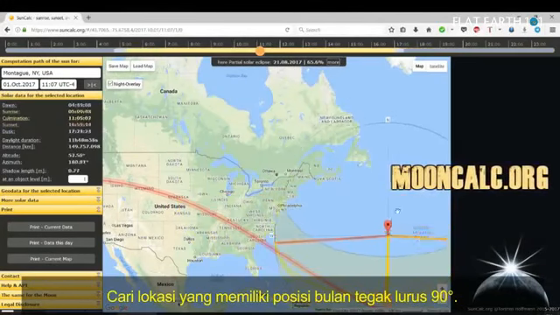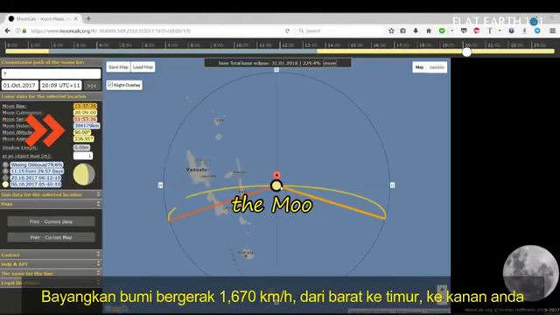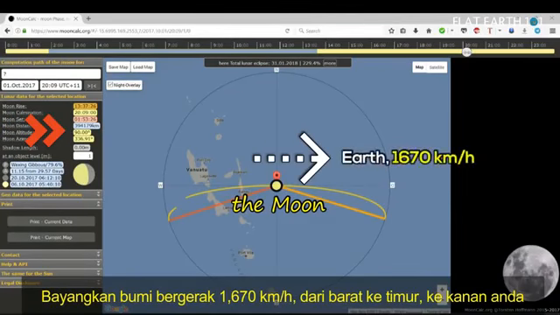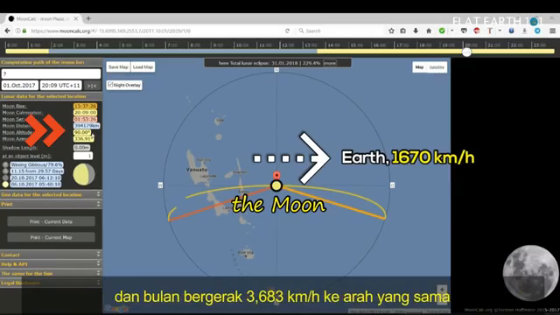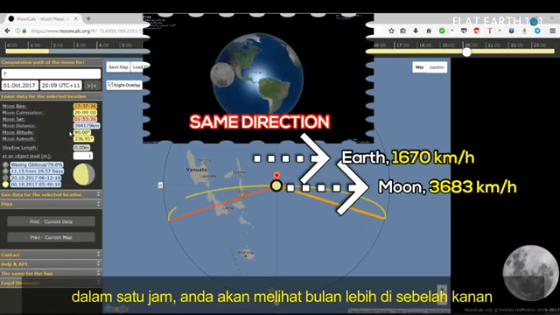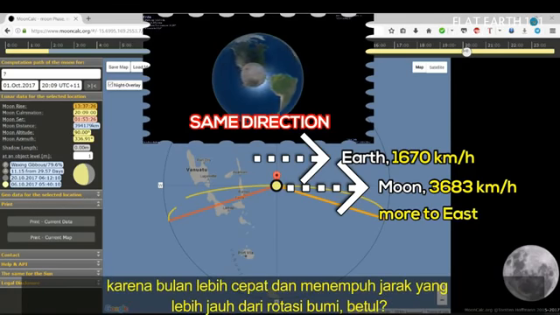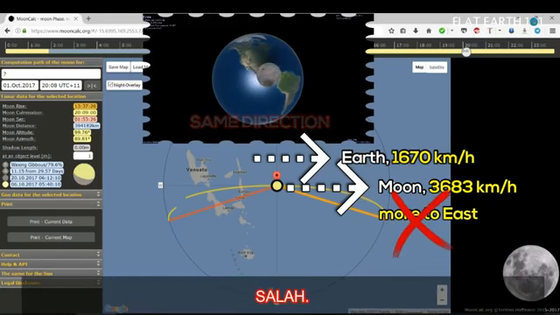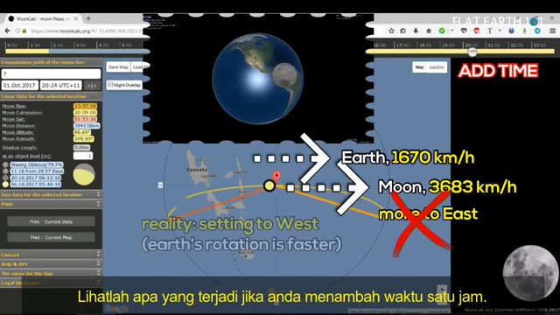Find a place that has a 90-degree elevation of the moon. Imagine the Earth is moving 1,670 km per hour, west to east to your right, and the moon is moving 3,683 km per hour in the same direction. Within 1 hour, you would see the moon is more to your right, because it's faster and travels more distance than the Earth, right? Wrong. See what happens if you add time for 1 hour.